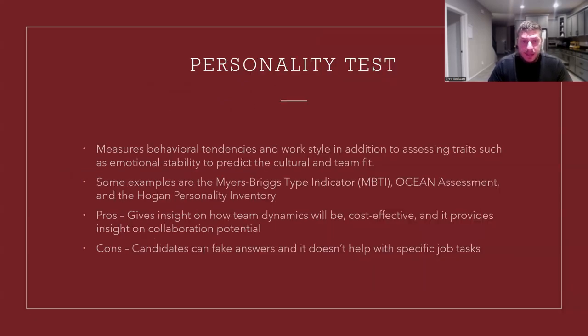So the personality test overall measures tendencies and work style, in addition to assessing traits such as emotional stability, to protect the overall cultural and team fit. Some examples include the Myers-Briggs Type Indicator or MBTI test, the OCEAN Assessment, and the Hogan Personality Inventory.